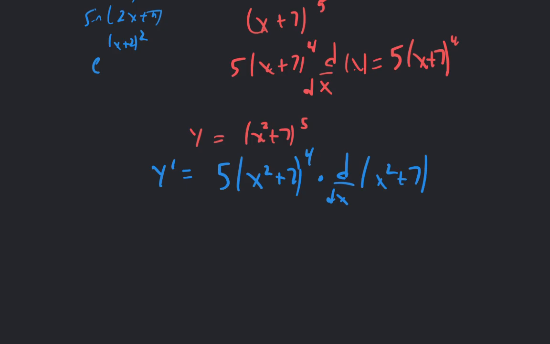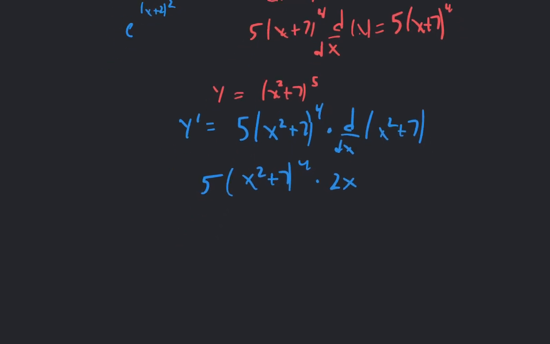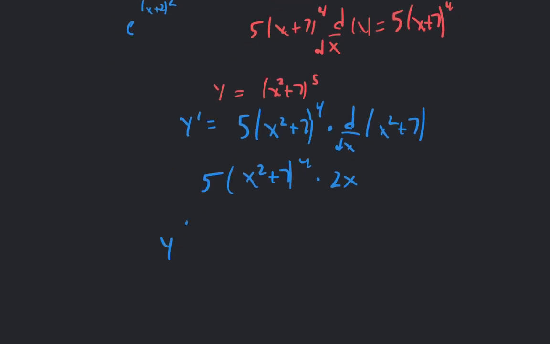So this would be equal to 5 times x squared plus 7 to the 4th times 2x. And doing a little rearrangement, y prime is equal to 10x times x squared plus 7 raised to the 4th.